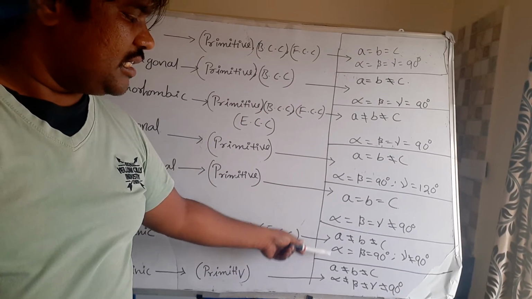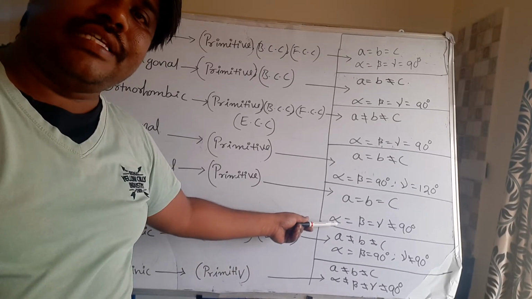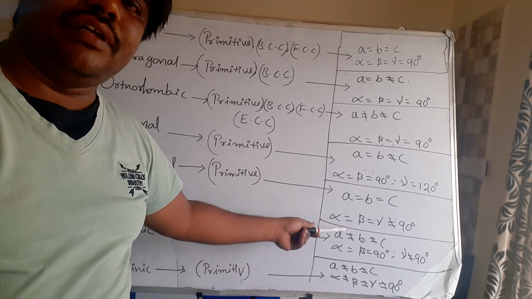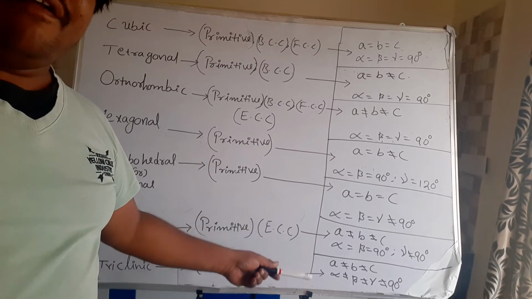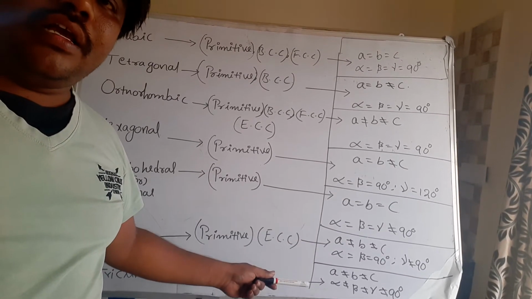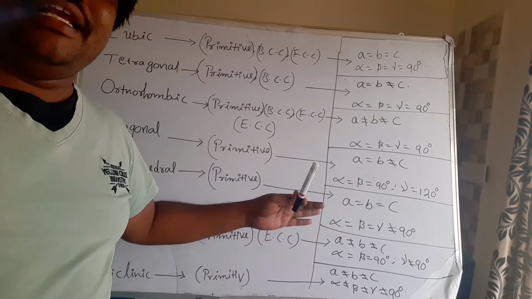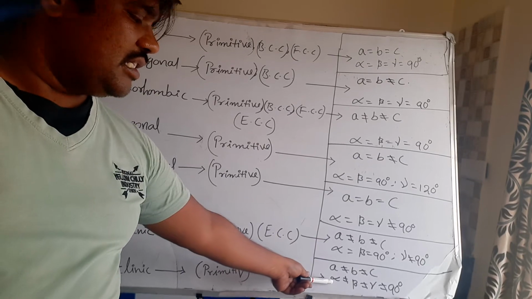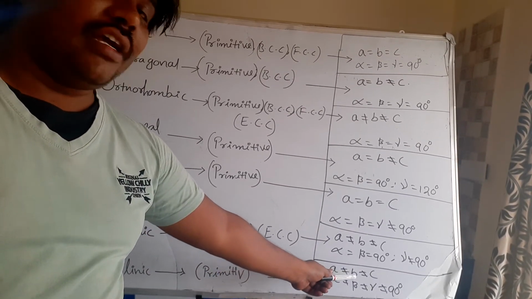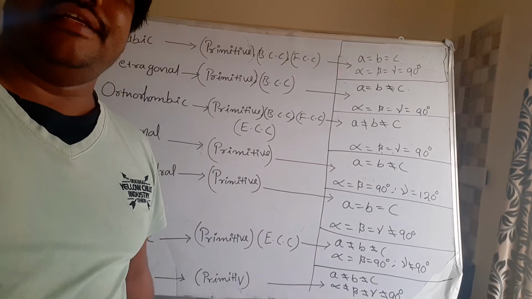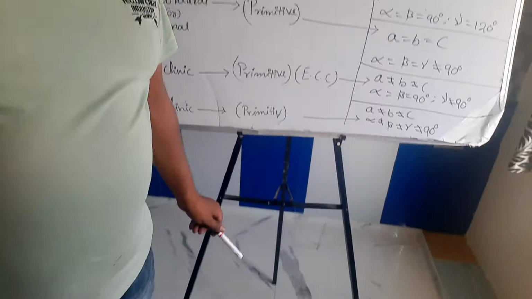For this and this, there is no equality in their edge lengths. A is not equal to B is not equal to C. For the last one, it is very strange, very interesting. Every edge length and every interaxial angle is not at all equal to any other one. And the final one is really terrific. Alpha is not equal to beta is not equal to gamma is not equal to 90.